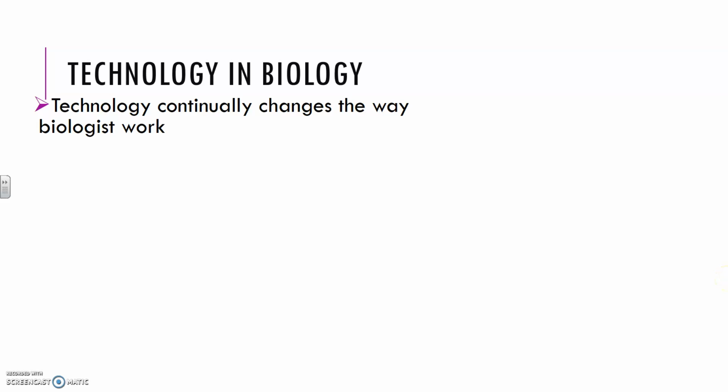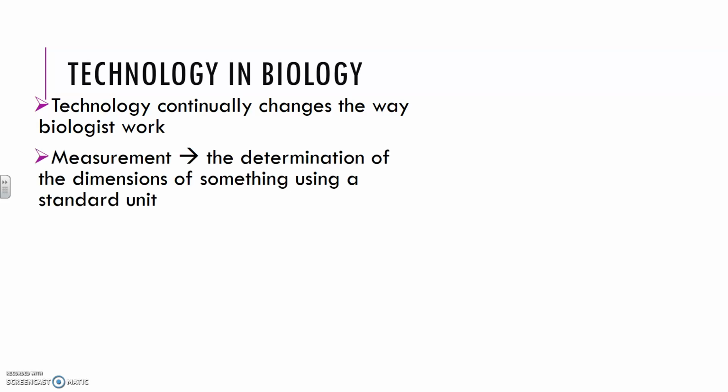So I mentioned in the last chapter how much technological development actually changes science. So it's a continuous cycle of scientific advancements lead to technological advancements, which then lead to scientific advancements, and so on and so forth. So technology has been incredibly instrumental in changing the way that biologists work.